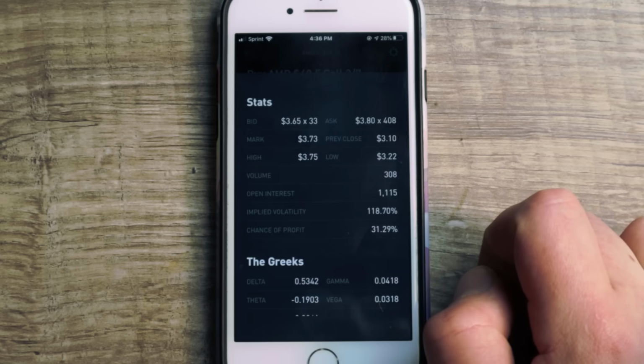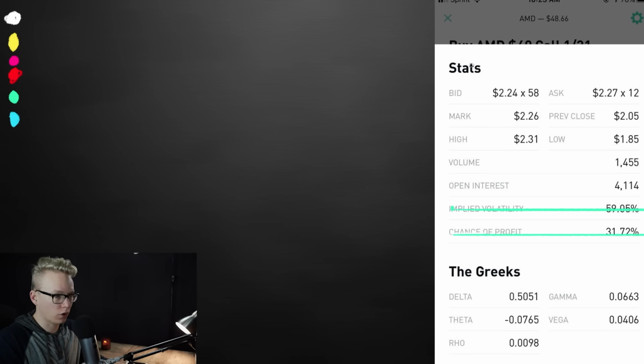And so we're going to break these down for you. And they're very important for trading. So we're going to break down most of them. You're going to ignore chance of profit and implied volatility. You just don't really need to know that right now. Plus, we've already covered implied volatility.